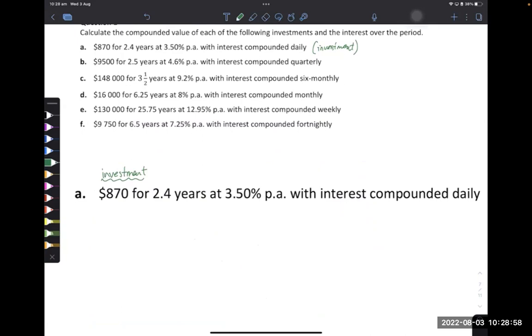I'd like you to go through and give this a try of annotating this question. If you've already annotated it, I'm going to go through and annotate it as well.